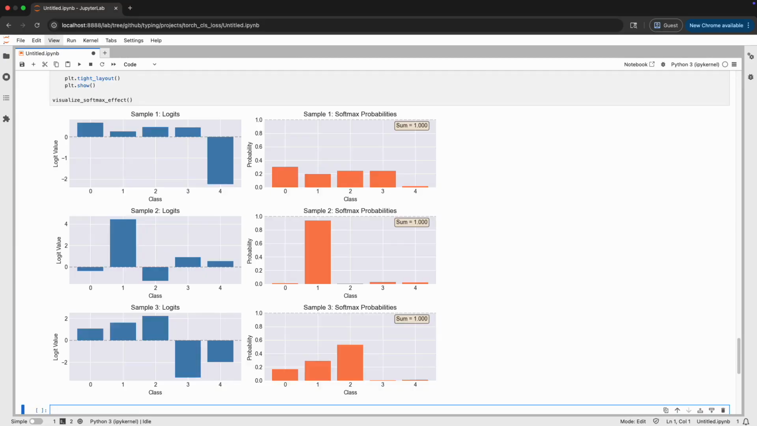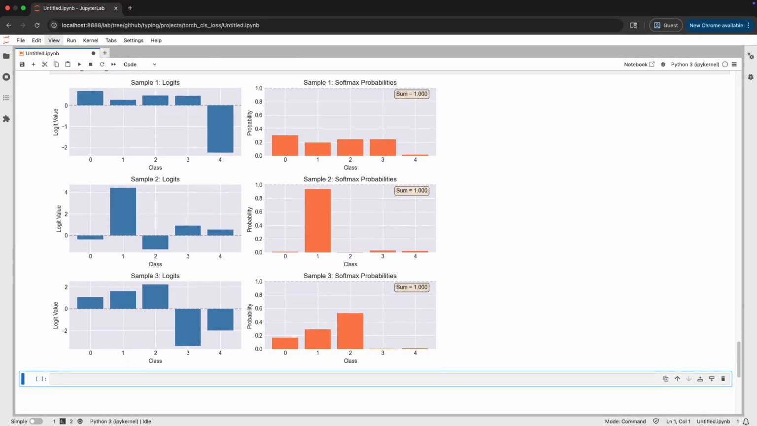Beautiful visualization. On the left, you can see the raw logits for each sample, with both positive and negative values. On the right, after applying softmax, all values are transformed into probabilities between 0 and 1. Notice how each sample's probabilities sum to exactly 1, as indicated by the annotation in each probability plot. This is the key property of softmax. It creates a valid probability distribution regardless of the input logit values.